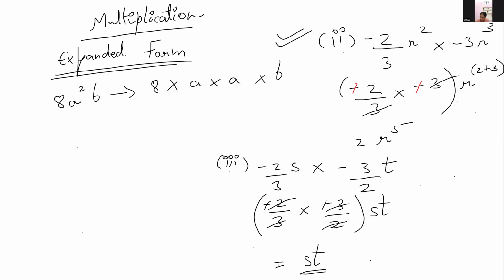Let's see one more example. If I'm having minus 7a squared b cubed. Ma'am, will it be minus 7 into A into A into B into B into B? Yes, that's right, but let's make it b c cube. So we have three variables. We write it minus 7 into a into b into c into c into c. Like this we can do. So this is called expanded form.